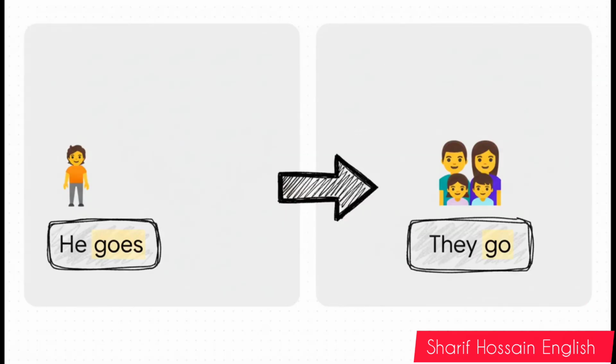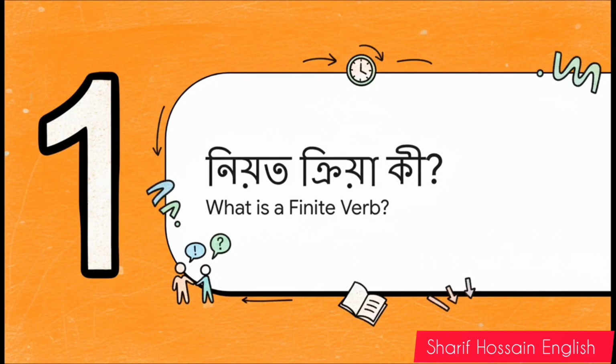Okay, let's just look at a really basic example. You've got "he goes." Simple. But then, if we swap out "he" for "they," suddenly it's "they go." See that? Same action, different word. This little shapeshifter of a verb, it actually has a name. And that name is a finite verb.